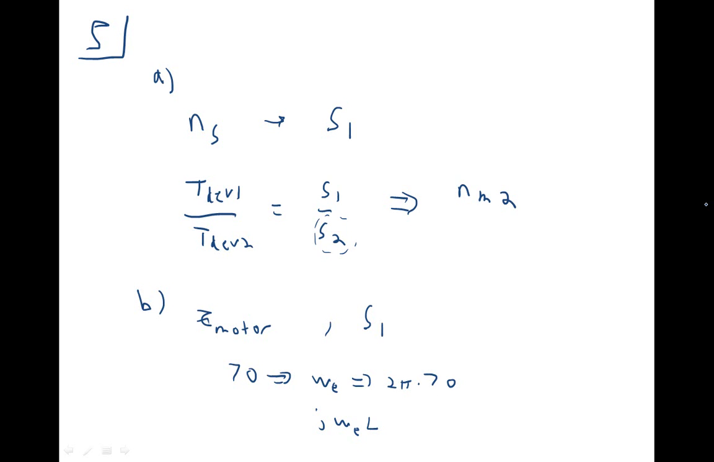And then in part C, you do the same thing. In part C, you work from S2. The electric frequency, of course, doesn't change, so you're still using the 70 Hertz times 2 pi. And you just solve the impedance again at the new slip associated with S2 and find that Z motor. And so that's how you solve this problem 5. So hopefully this helps.